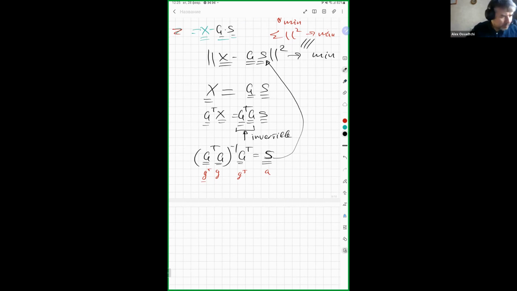And let me see if I didn't goof, because I'm so afraid of making mistakes. Yes, of course I goofed, because it has to be X here. So then you will get this X minus the G matrix multiplied by G transpose G minus first G transpose X. Again, you want to minimize this.